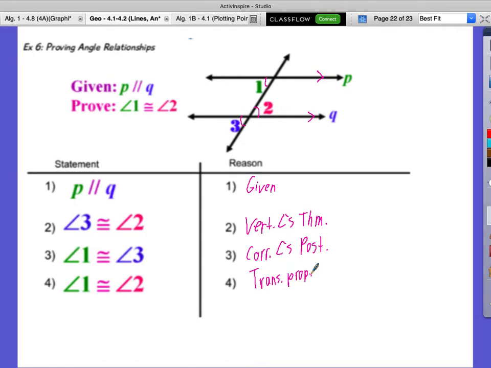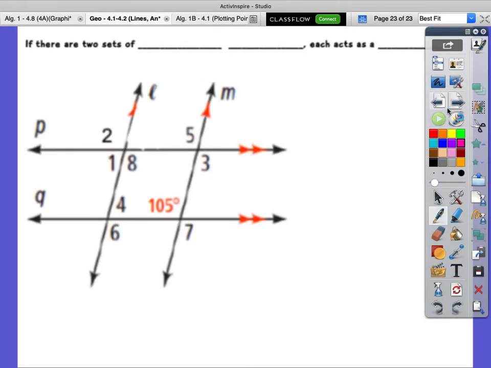Okay. Any other questions on example 6? Let's go to the last part here.